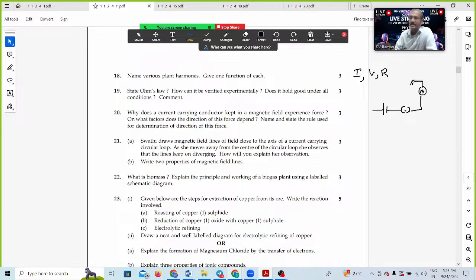Now take a battery, a closed switch, an ammeter, a variable resistor, a voltmeter across it, and again the fixed resistor connected over here. Now once the battery voltage is increased, electric current will be increased at room temperature. At room temperature, V is equal to IR. So this is Ohm's law. And how can it be verified experimentally? Yes, this is the verification. Now, does it hold good under all conditions? Yes, at room temperature it is applicable. So this Ohm's law experiment we are writing over here.